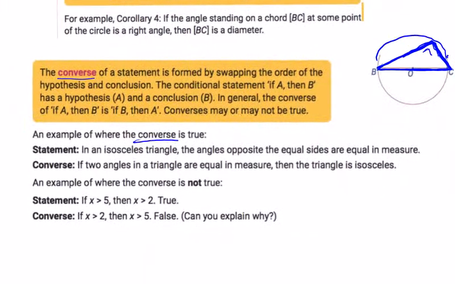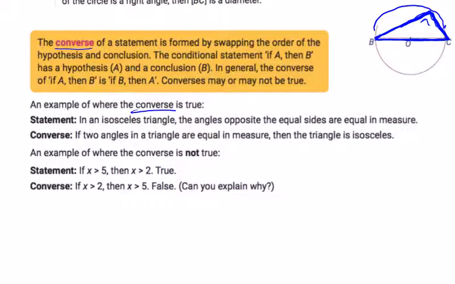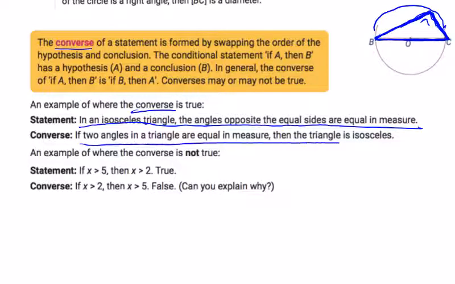If you think, I don't know what a converse is, it's just one statement that's true, and the opposite may be true or it may not be true. In an isosceles triangle, the angles opposite the equal sides are equal in measure. The converse of that: if two angles in a triangle are equal, then the triangle is isosceles.